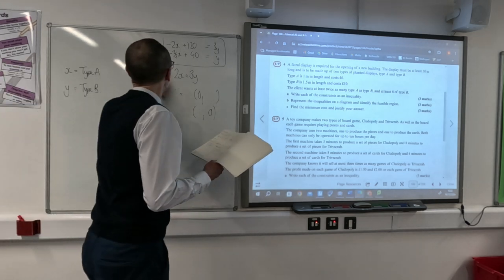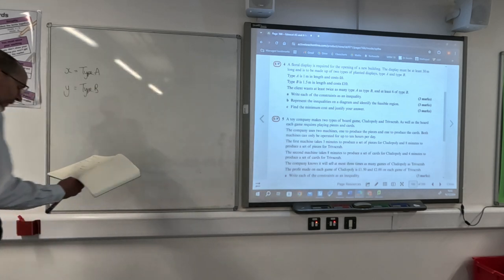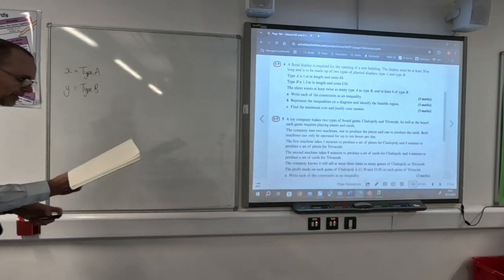Now, there's some really quite fiddly wording. I always think when it says things like "at least", I always have to think really hard about which way my signs are going to go.